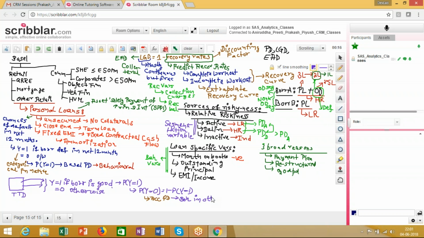So therefore, when I'm calculating the acquisition PD, I am computing it based on the origination factors, and I am not computing it based on the behavior or the performance in that particular credit. So therefore, the acquisition PD is based on the behavior in other credits, right? Anirudh, clear?